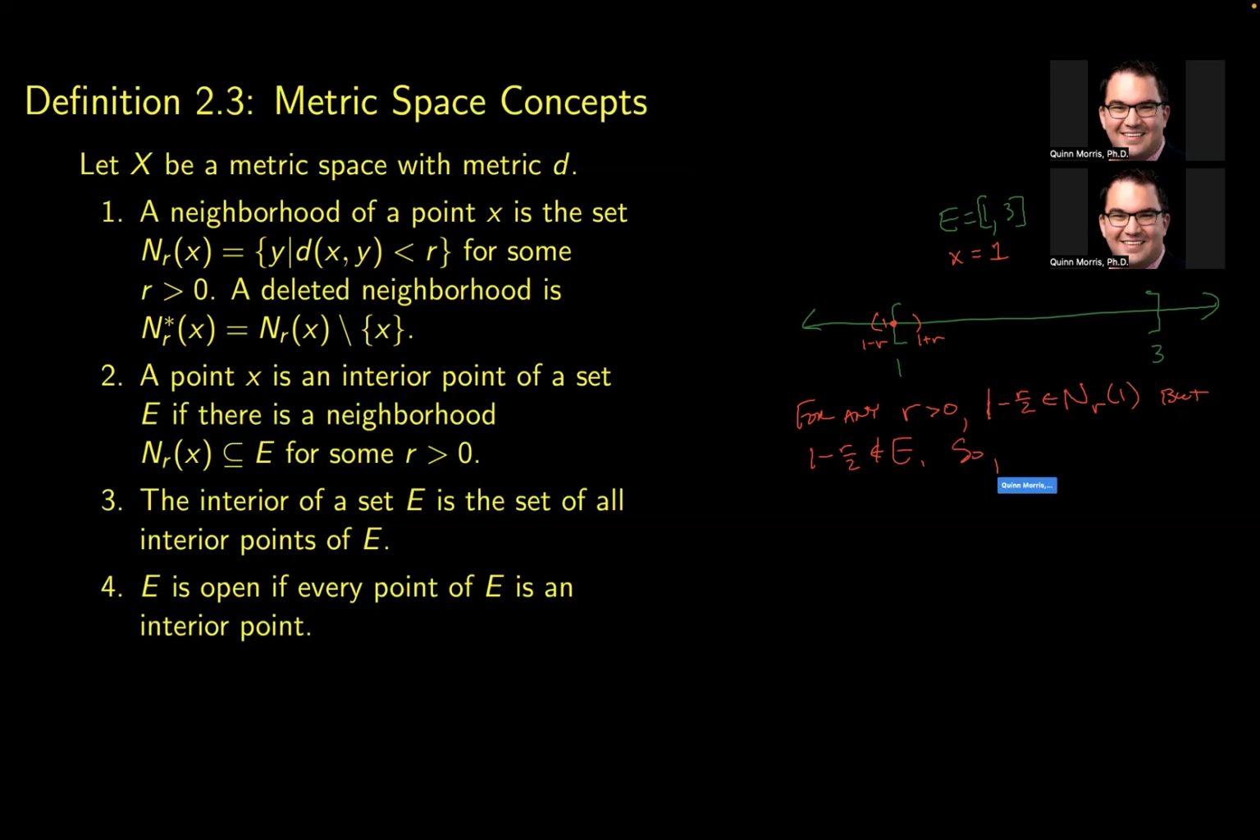So what does that tell me? That tells me that the neighborhood of radius r centered at 1 is not a subset of E for any value of r. And hence, X is not an interior point.